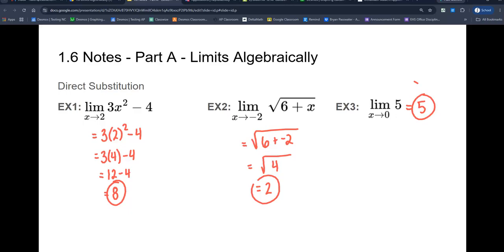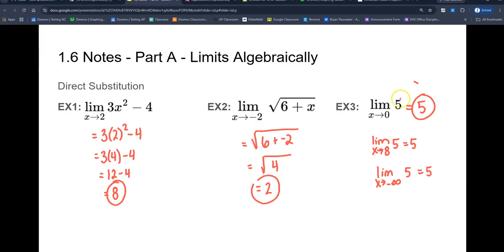This problem, it does not matter what your x approaches. The 5 is just a horizontal line, right? The y value on that line is 5 everywhere. So I could have the limit as x approaches 8 of 5, and that would still equal 5. Or I could have the limit as x approaches negative infinity of 5, and that would still equal 5, right? It doesn't matter what you're approaching if it's just a constant. You're just going to get that number. So those are some of those problems that are so easy that they're hard.